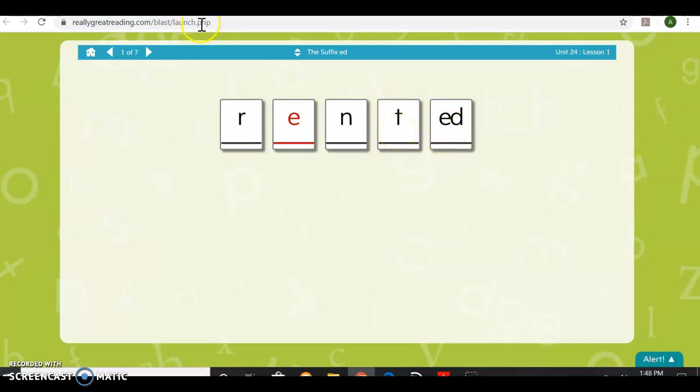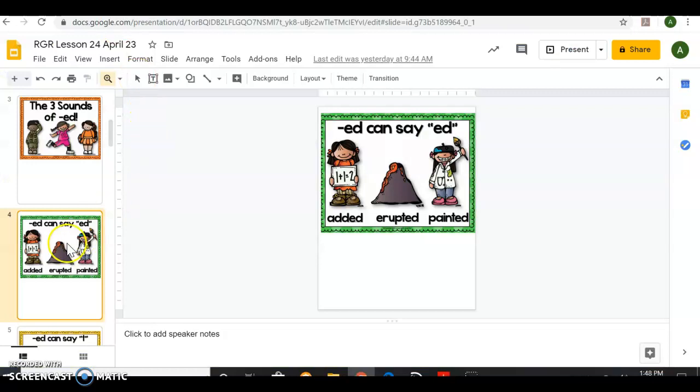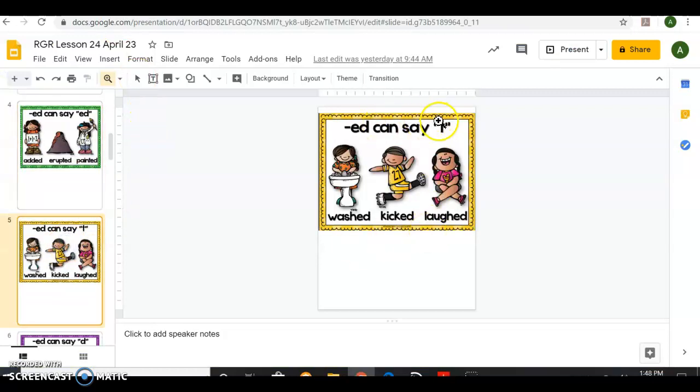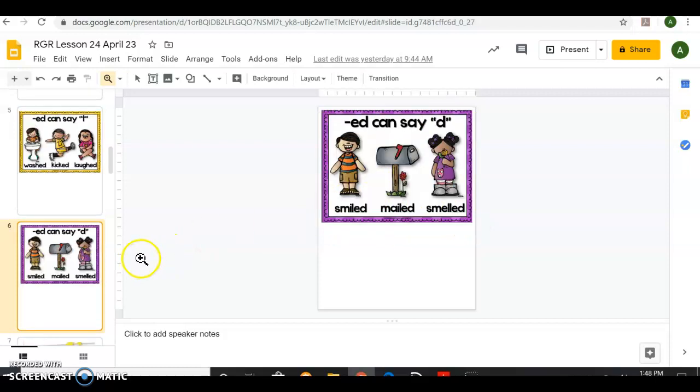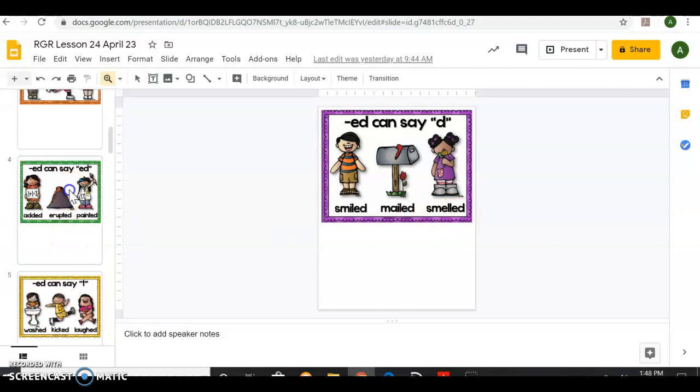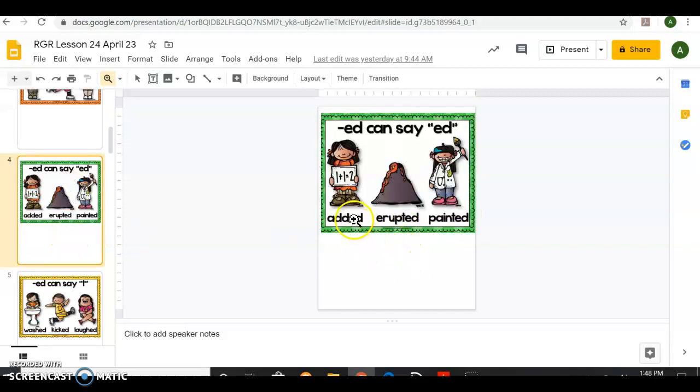Now, the other two sounds that ed can say is t, like washed, kicked, and laughed. And it can also say d, smiled, mailed, smelled, okay? And remember, the most tricky, whenever the base word ends with a D or a T, like add, erupt, or paint, we have that ed sound. And sometimes we say id, added, erupted, painted, okay?